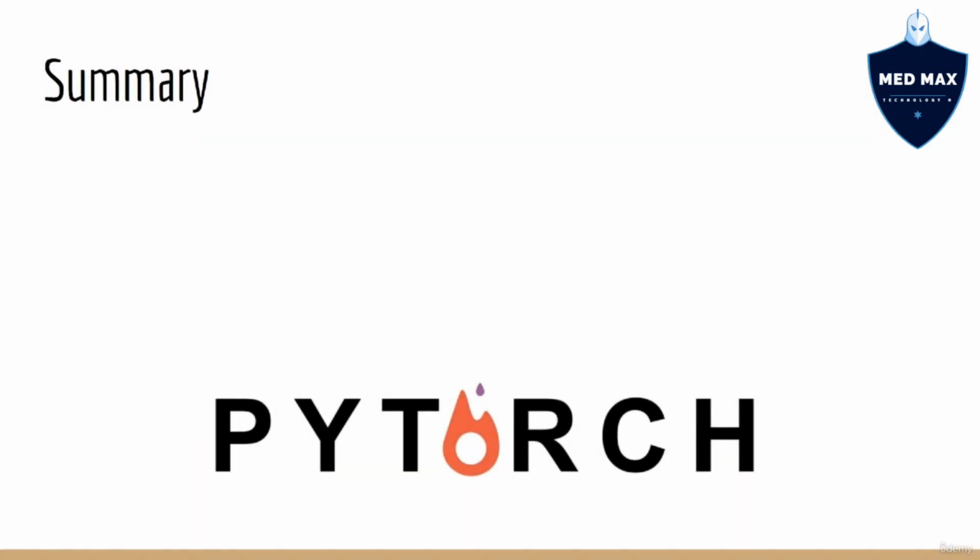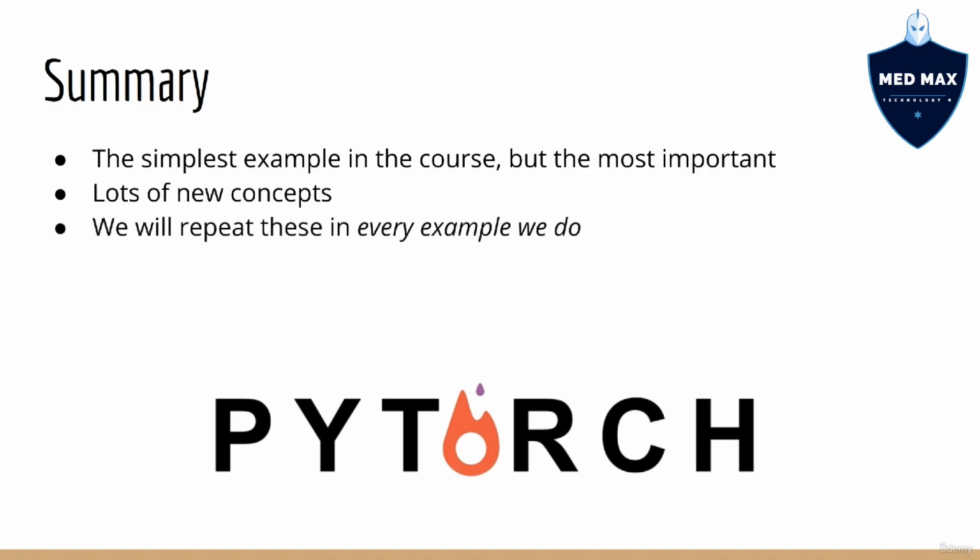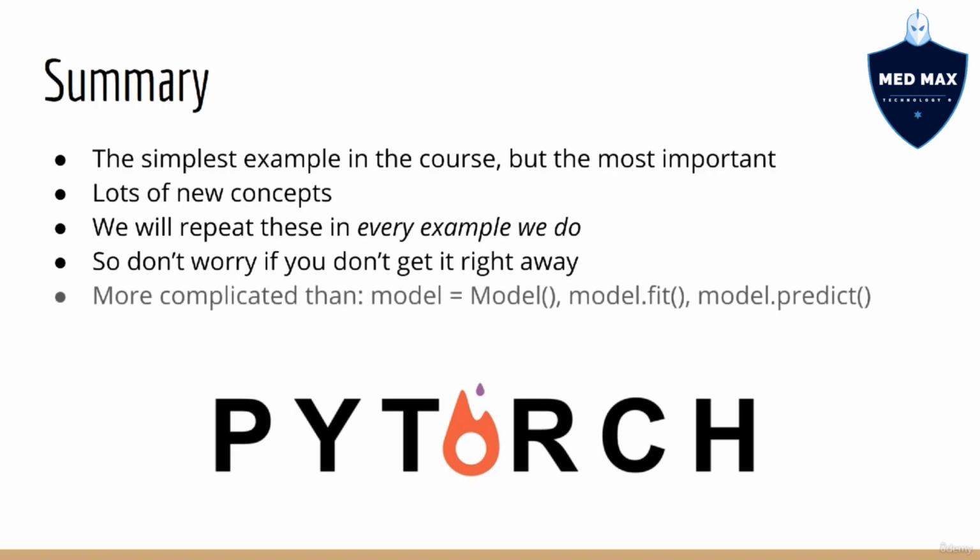Alright, so that was our code preparation for simple linear regression. I said this before, but it's worth repeating. While this is the simplest example in the course, it's also the most important because it introduces a lot of new concepts, mostly about how to use PyTorch. In future examples, we'll just be repeating these same concepts over and over again, so you'll get lots of practice. You've seen that PyTorch is quite a bit more complicated than simply instantiating a model, calling fit, and then calling predict.